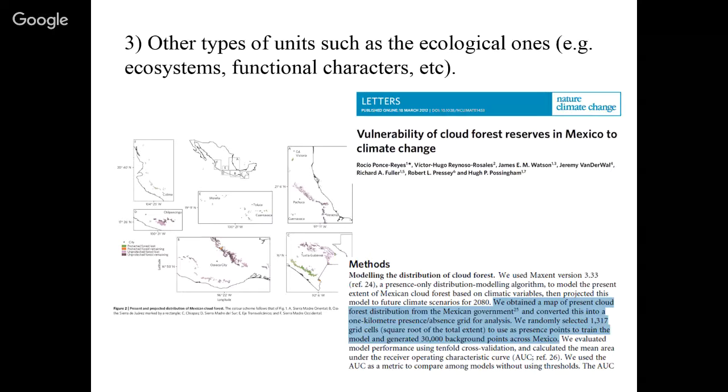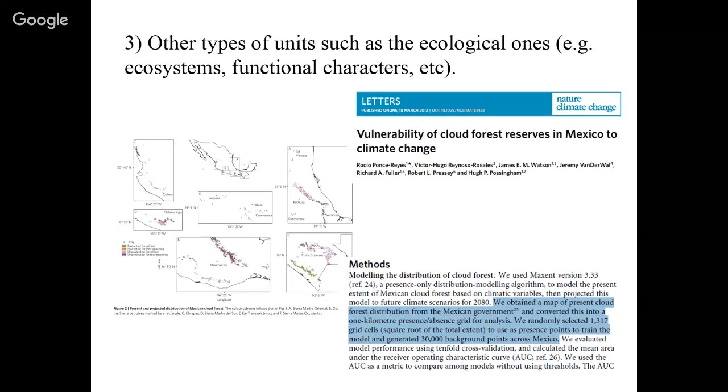We obtained a map of present cloud forest distribution from the Mexican government and converted this into a 1 kilometer presence-absence grid for analysis. We randomly selected 1,370 grid cells, the square root of the cell count, to use as presence points to train the model and generated 3,000 background points across Mexico. What the researchers did is just select a polygon and choose random points within this polygon that is already identified as a cloud forest in this case, and they make the models. And they transfer them into future climate scenarios.